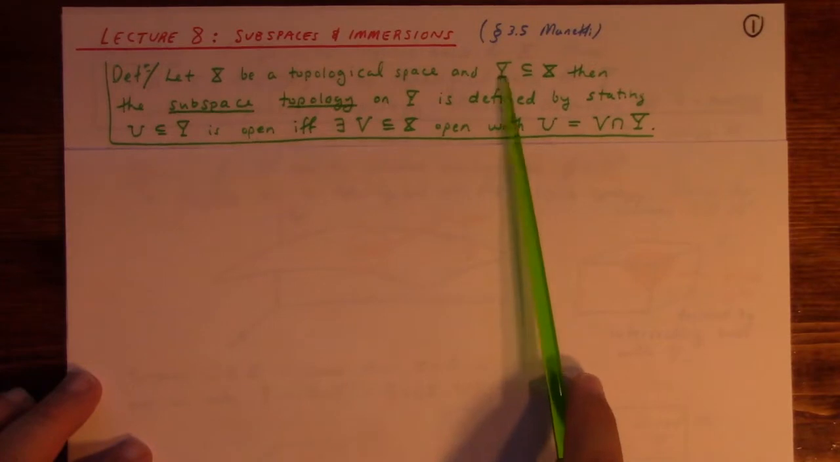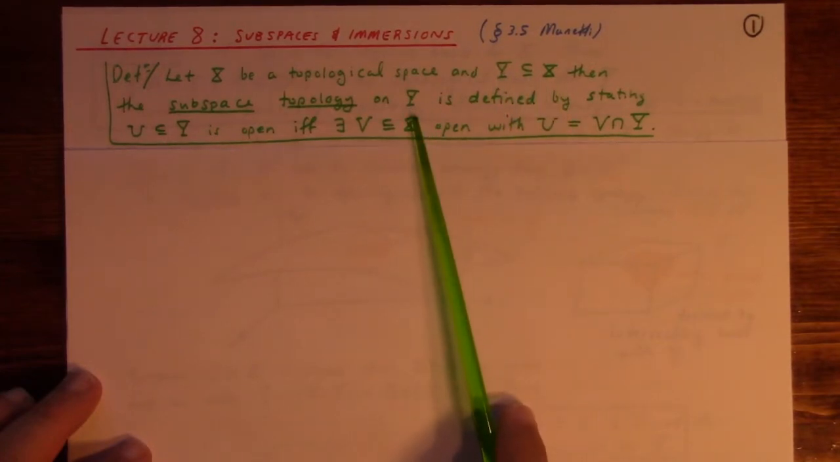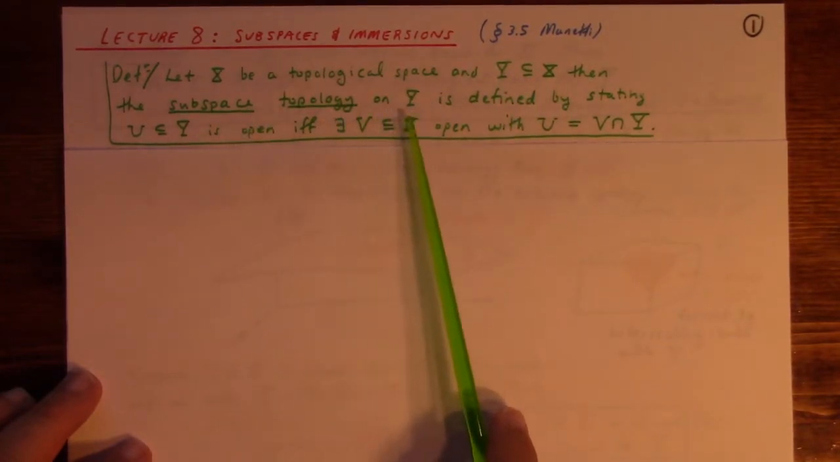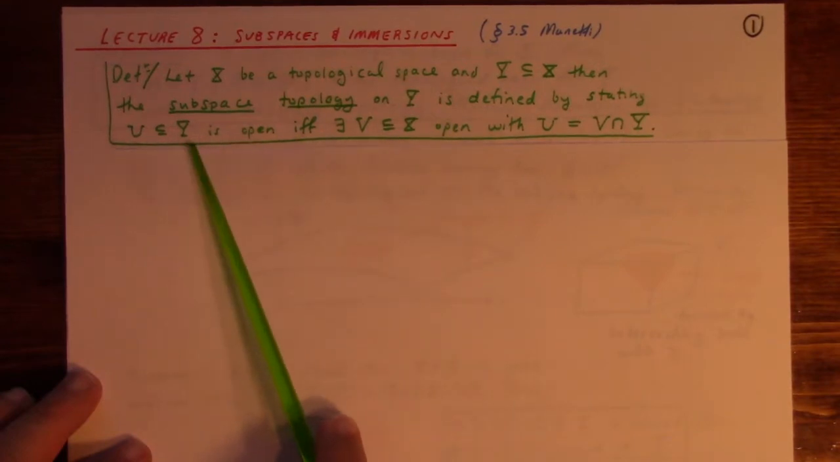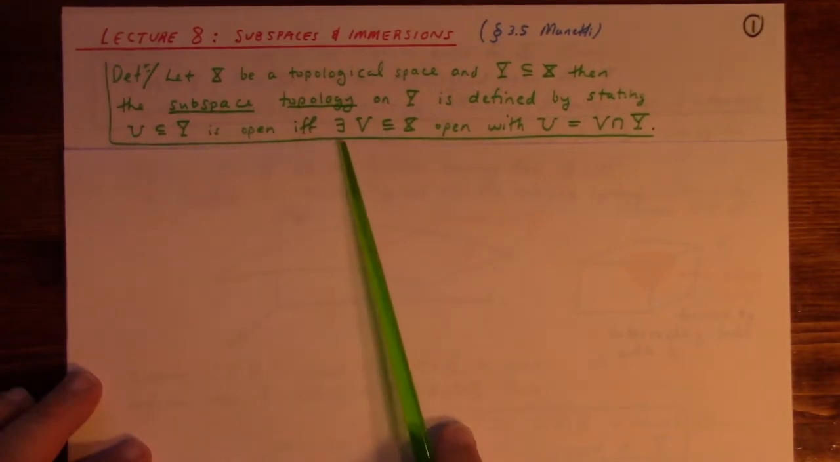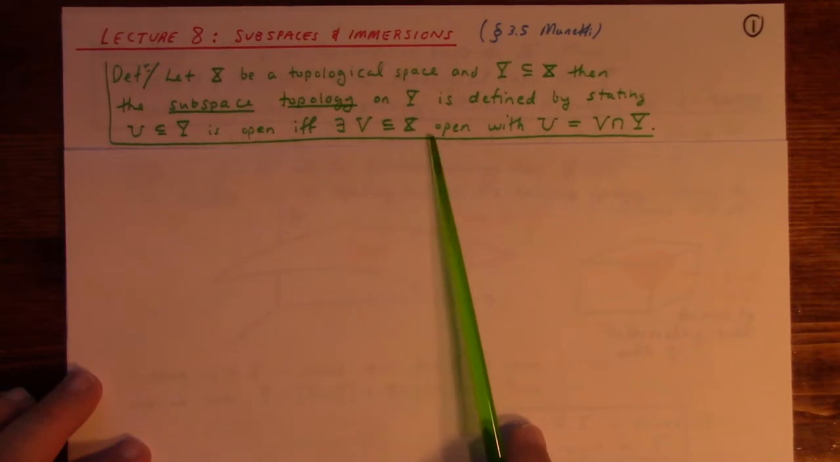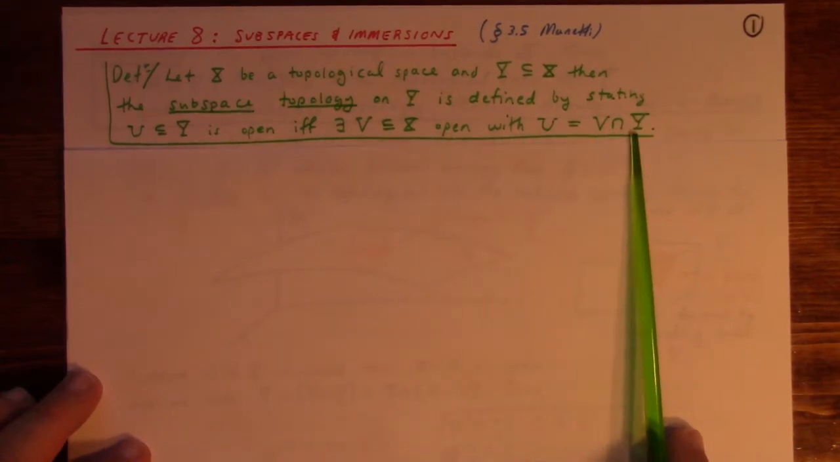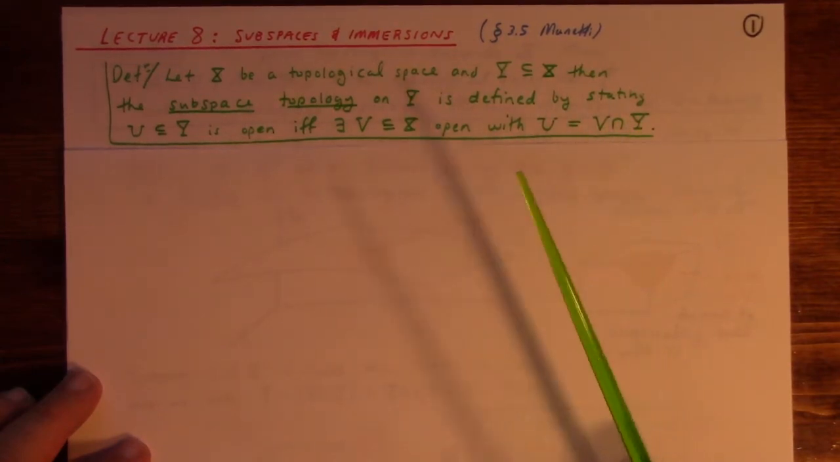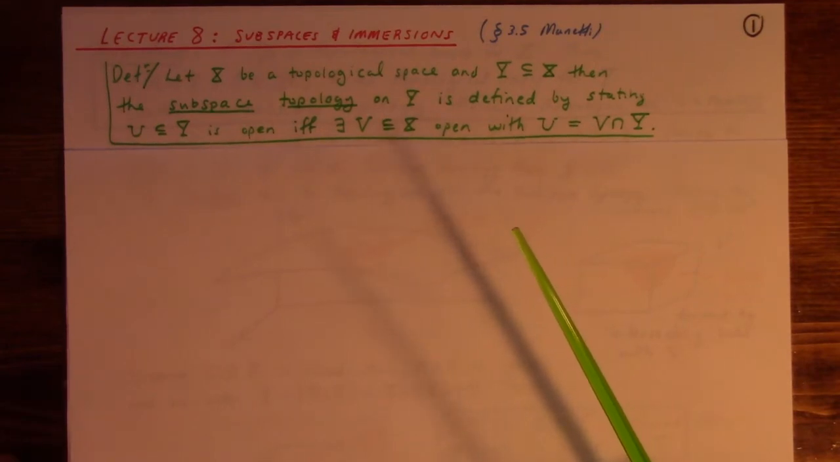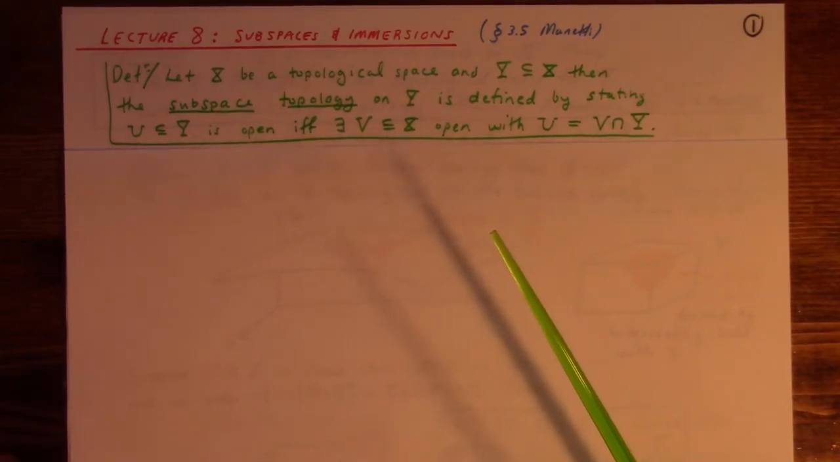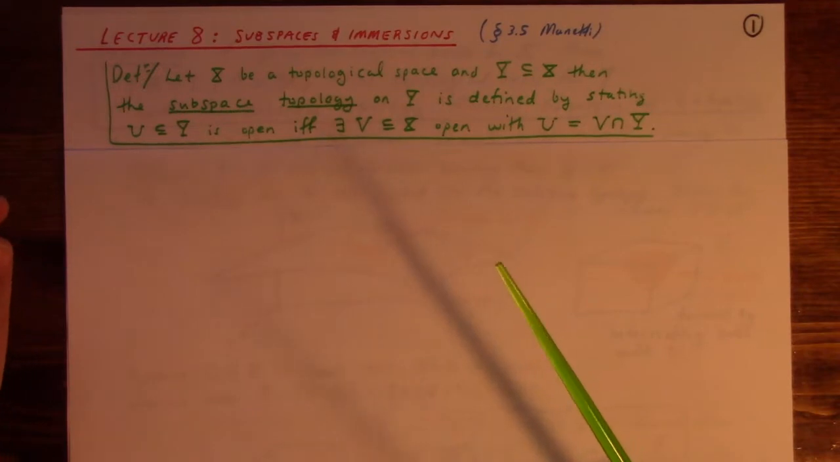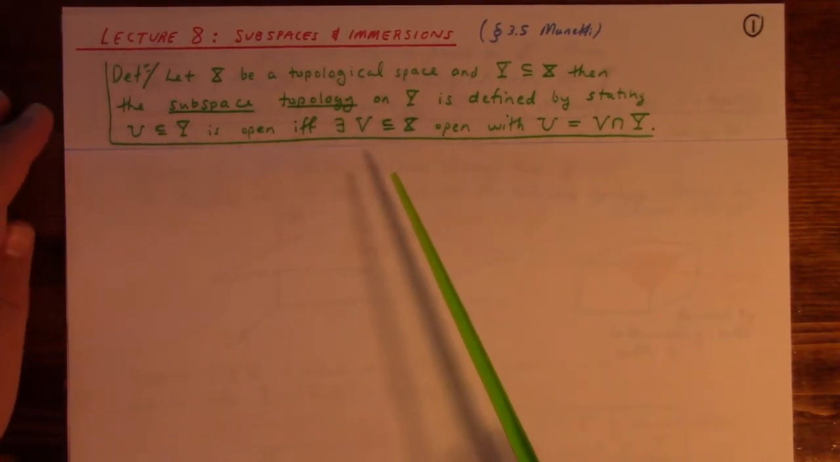If you have a subset Y of X, we can give it the subspace topology by simply stating that U, a subset of Y, is open if and only if there exists V open in X such that U is the intersection of V with Y. I will prove that that defines a topology on the next page. But that's it.